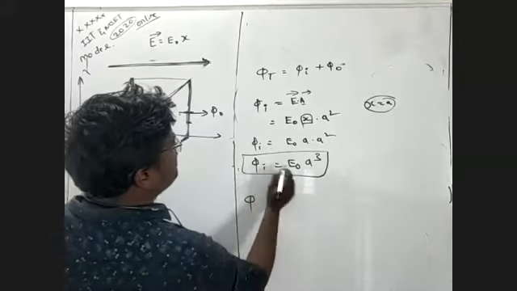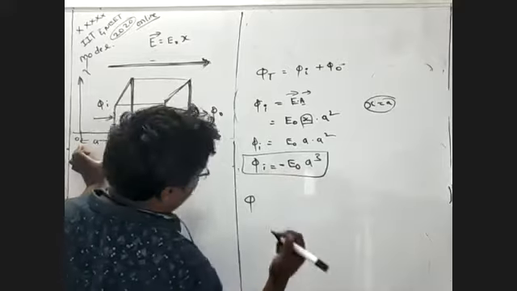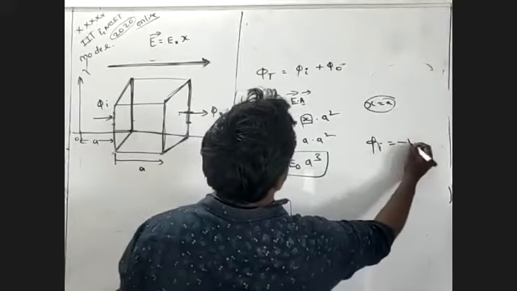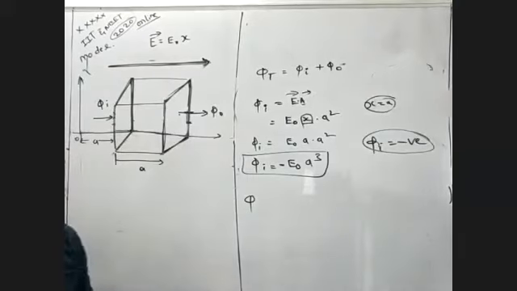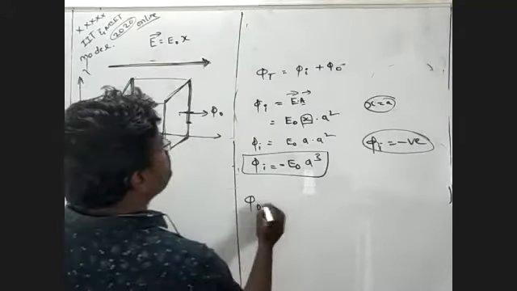Next, the into flux is taken as minus. I already told you very clearly, into flux is taken as negative and outside flux as positive.